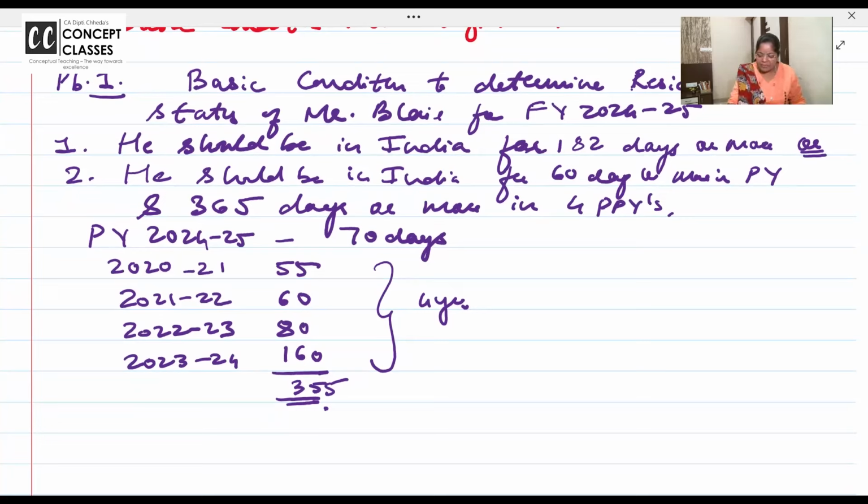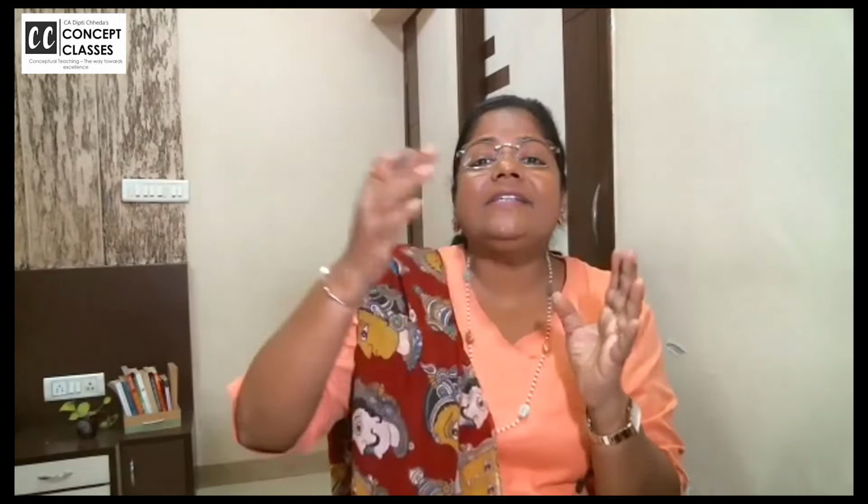I think some of you are confused. Look here, look with me, 182 days. Any doubt, beta? No, mom. Okay, then listen carefully. In the financial year 24-25, 182 days or more, are you in India? He was just there for 70 days. This basic condition, first, not satisfied.